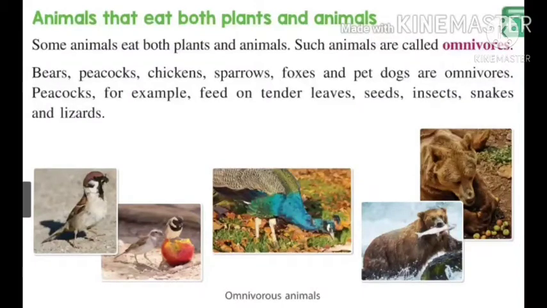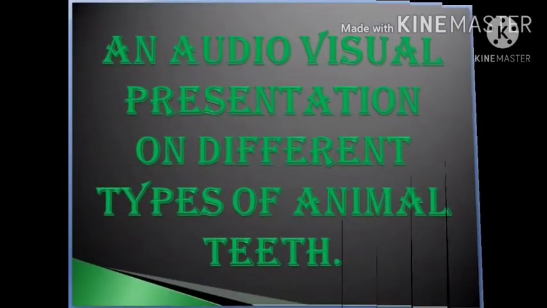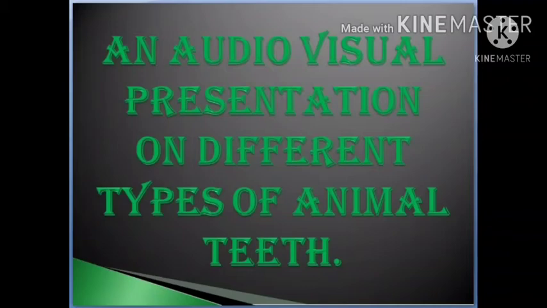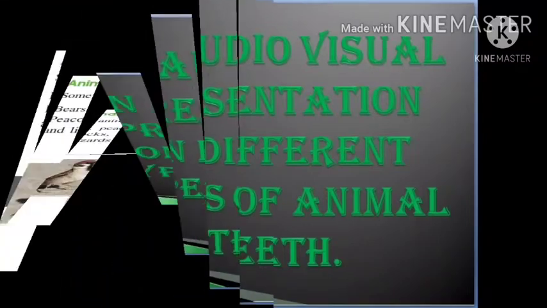So which are the examples of omnivores? Bears, peacocks, sparrows, fox, pet dogs, these all are examples of omnivores. Do you know the human being is also an omnivore? Because human beings also eat both plants and animals. Now we will have an audio-visual presentation on different types of animal teeth to know more about animal teeth.